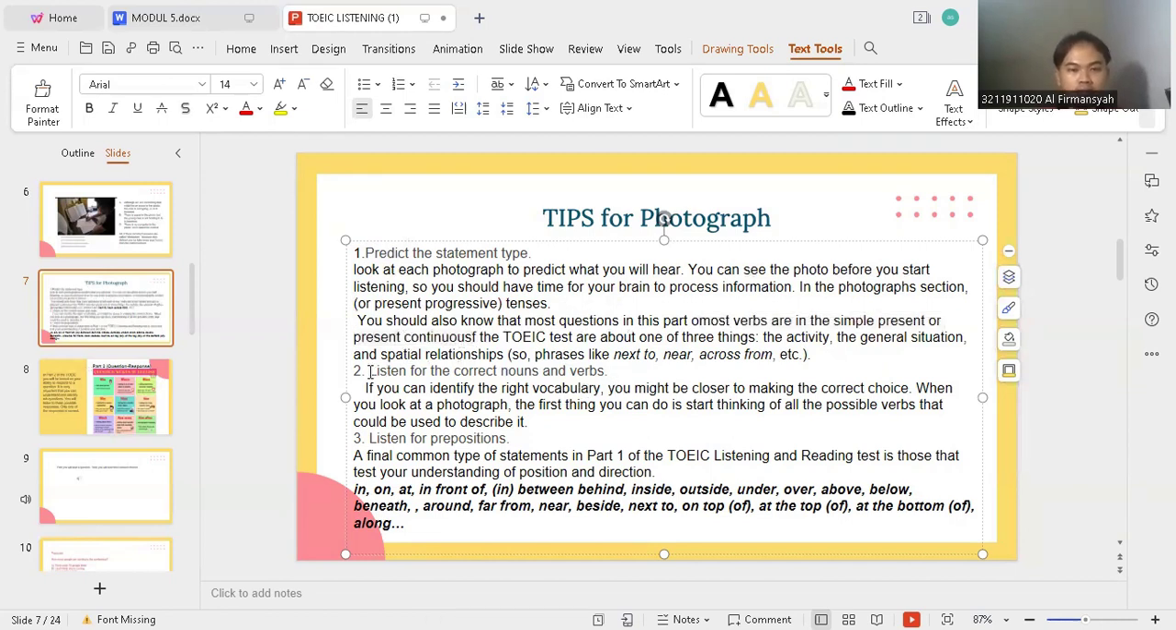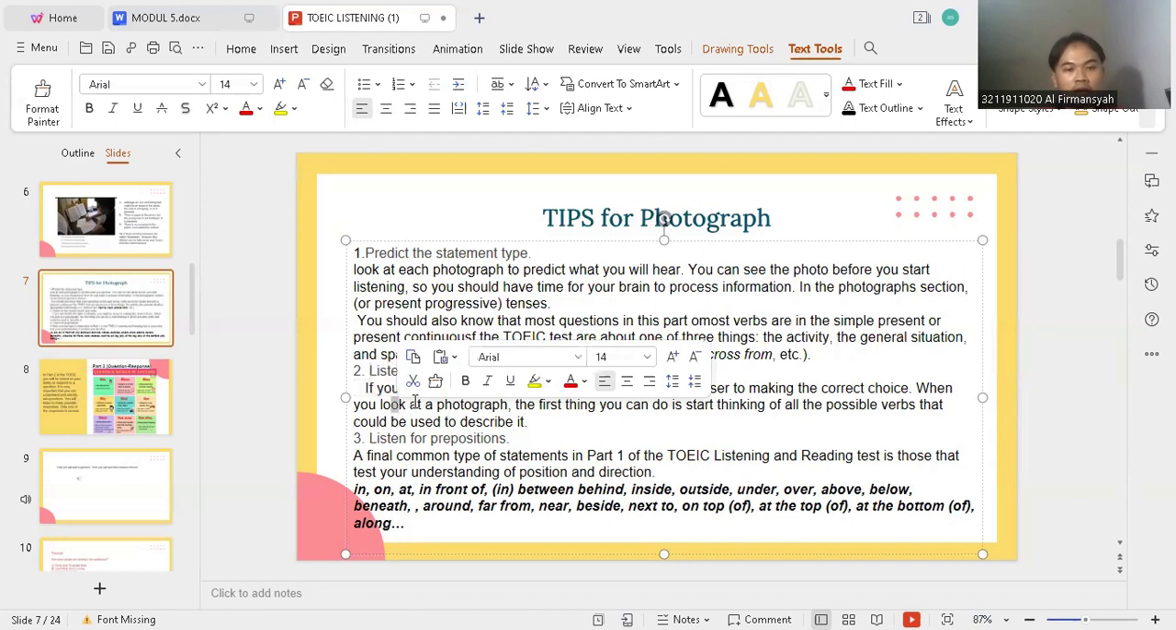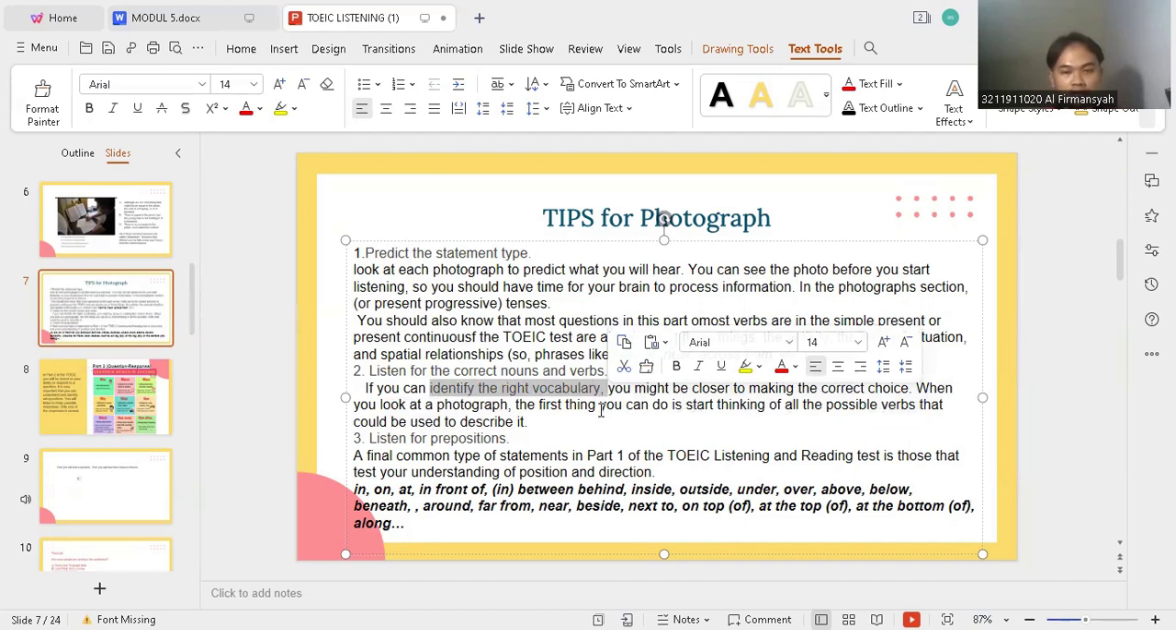The second tip is to listen for the correct nouns and verbs. Here, we have to identify the right vocabulary we hear from a talker. What I mean by identifying the right vocabulary here is that, as we know, in English we sometimes hear a similar phrase or similar word. Then we have to listen to it carefully.